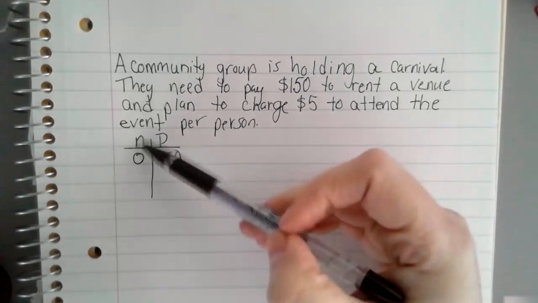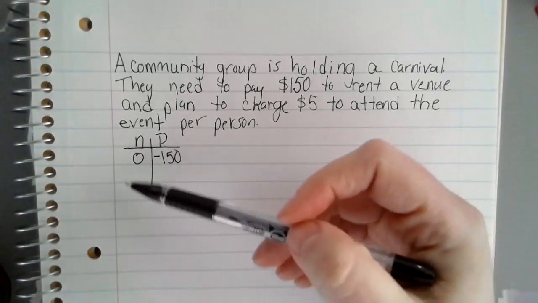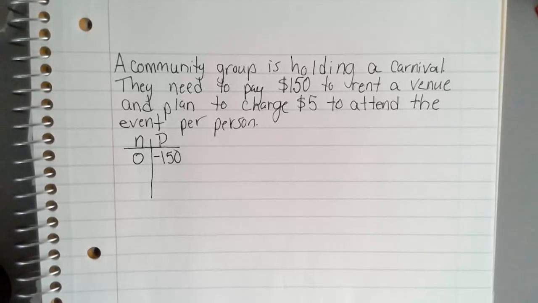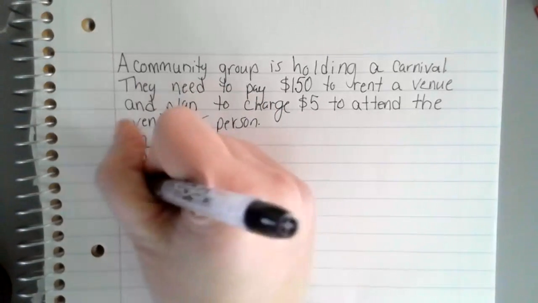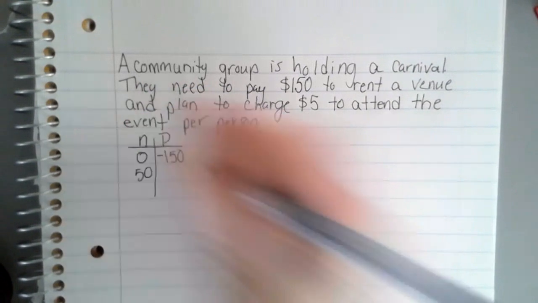When we're looking at what values to put in here for n, unlike other situations, it doesn't necessarily make sense to go by ones, because it's an event, and ideally there's going to be more than 1, 2, 3, 7, whatever people that attend. So in this particular case, we are going to go by 50s just to get some different values here.